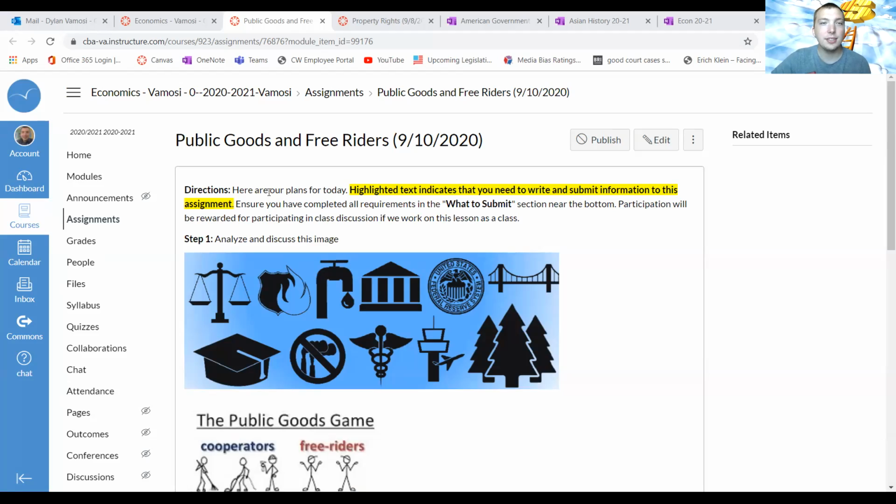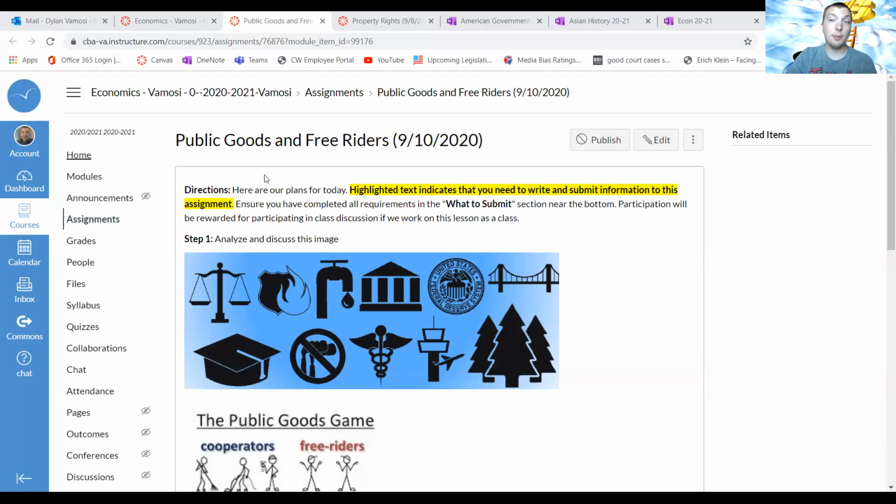And here are the directions. Here are our plans for today. Highlighted text indicates that you need to write and submit information to this assignment. Ensure you've completed all requirements in the what to submit section near the bottom, and that participation will be rewarded for participating in class discussion if we work on this lesson as a class.